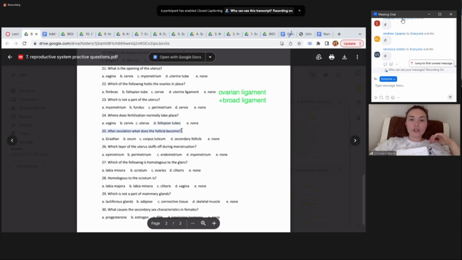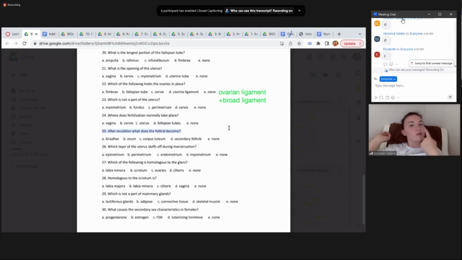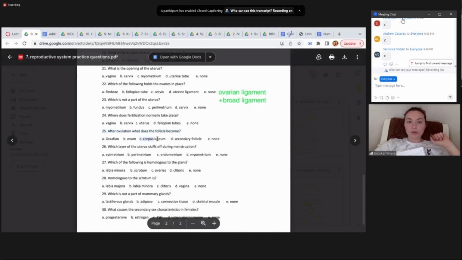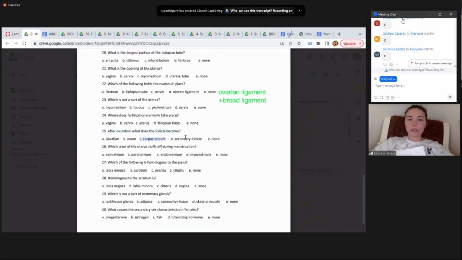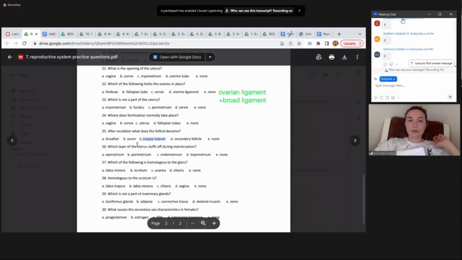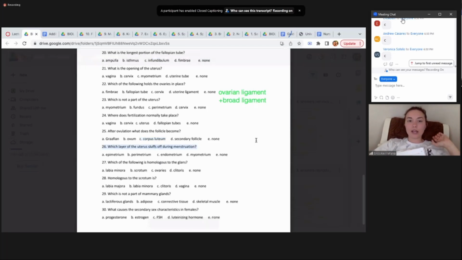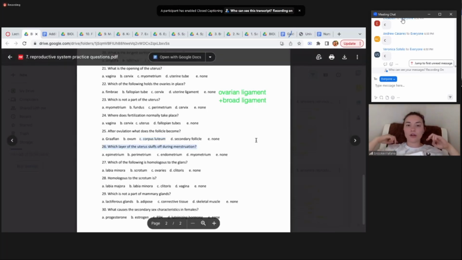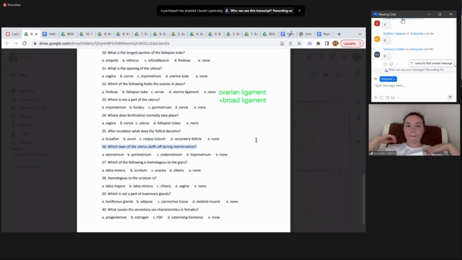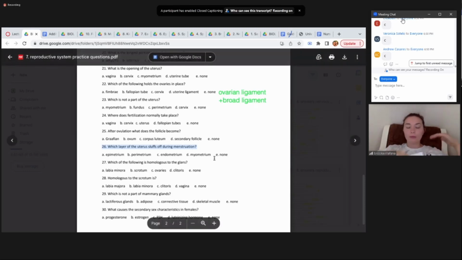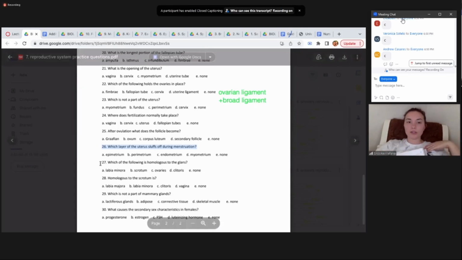25, after ovulation, what does the follicle become? Good. C, corpus luteum. I just told you that, right? The corpus luteum is once we let the egg leave, it becomes the corpus luteum. 26, which layer of the uterus sloughs off during menstruation? Good. The endometrium, right? The myometrium is kind of pushing it out, but the endometrium is the one sloughing off.